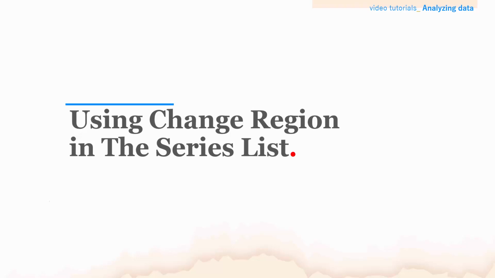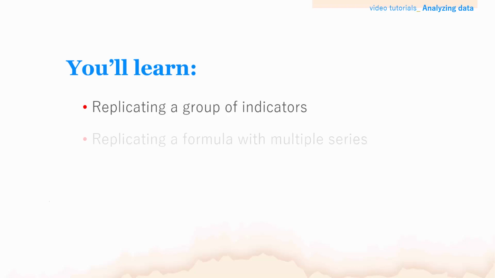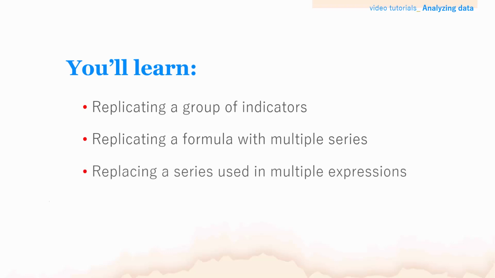In a previous video, we looked at the Change Region feature applied to an entire document. In this video, you'll learn about 3 different ways to apply Change Region to specific series in the series list. We'll look at how to replicate and change the country for a group of indicators, for an expression with multiple series, and finally, how to replace a series that was used in multiple expressions.